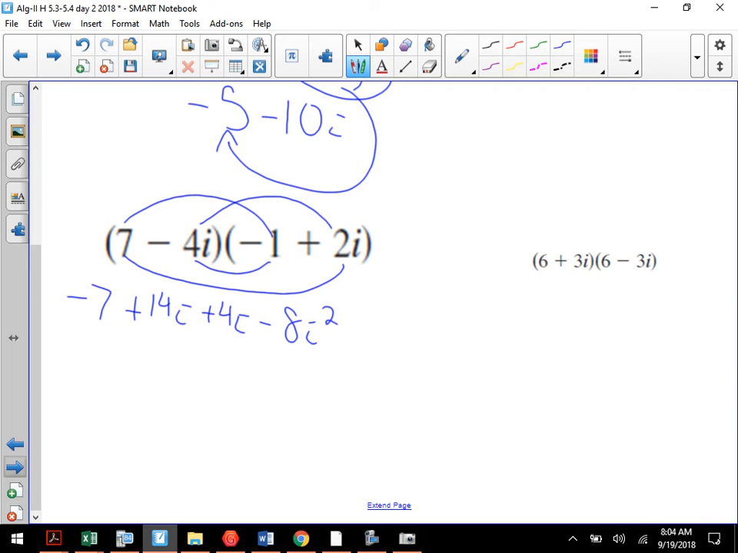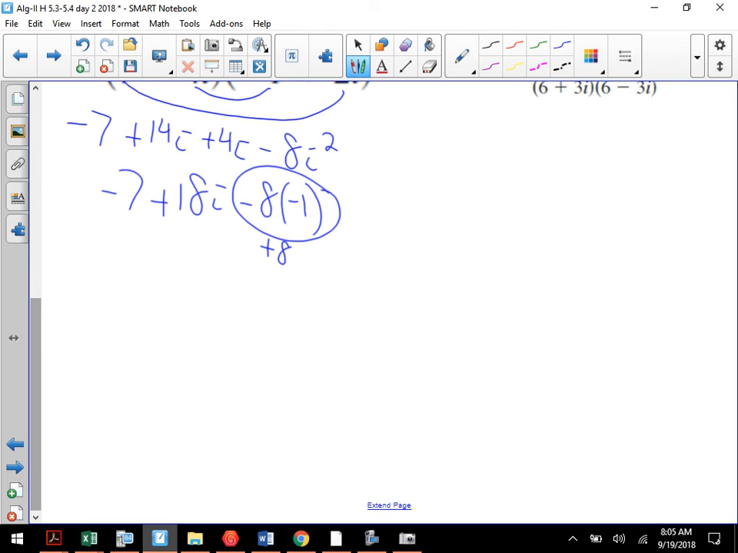Negative 8i squared is equal to what? 8. Very good. Because you get negative 8 times negative 1. So it becomes a positive 8 at the end. So you get negative 7 plus 18i minus 8 times negative 1. And that's where this becomes a positive 8. That's one of those things you just got to remember. Anytime you have an i squared, you're going to automatically rewrite it as negative 1. So your final answer would just be 1 plus 18i.